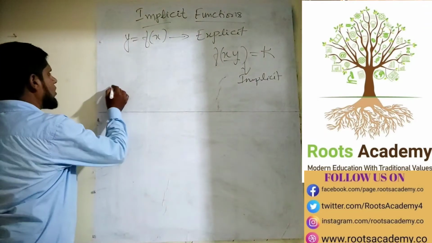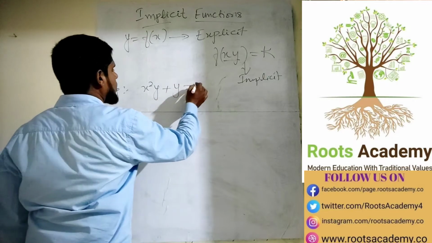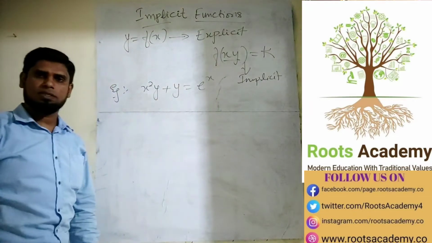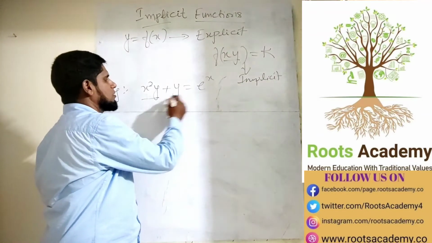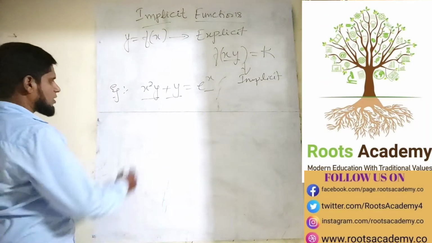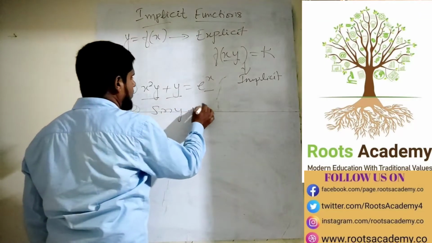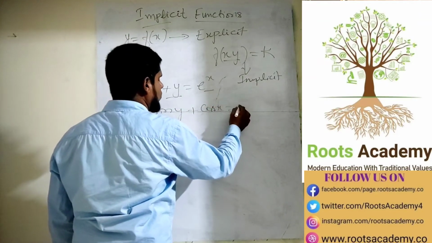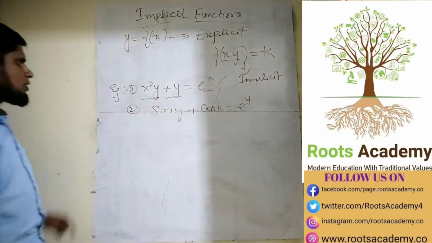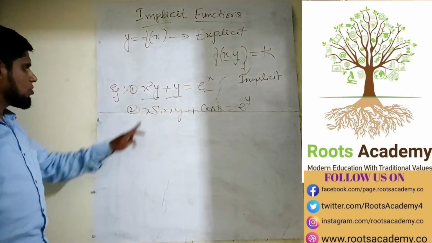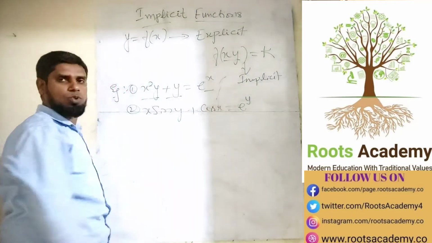So these kinds of functions are called implicit functions. For example, if I take the function x square y plus y is equal to e power x, this is an implicit function because x and y are together here. Next, another example: sin y plus cos x is equal to e power y. You can take x here also. It means y is not equal to a function of x here. x and y are together.